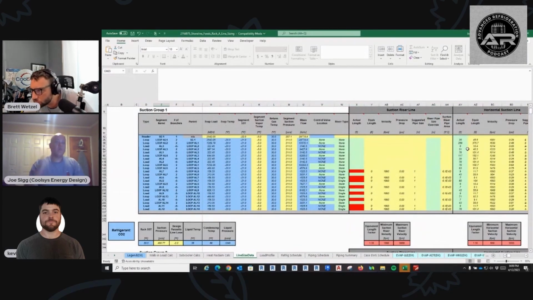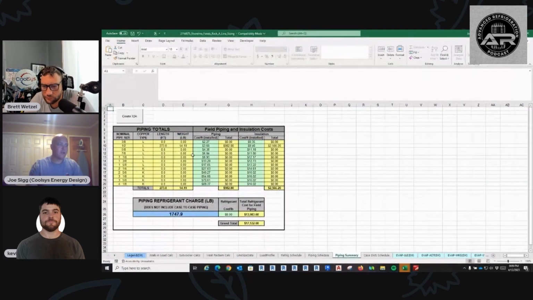So yeah, this all dovetails into, let me go over to our piping summary over here. Sorry, we were at 1,800 pounds. Sorry, I misspoke. That extra 47 you forgot about. With how much mass flow you had, I'm thinking there's got to be like 3,000 pounds in this thing.